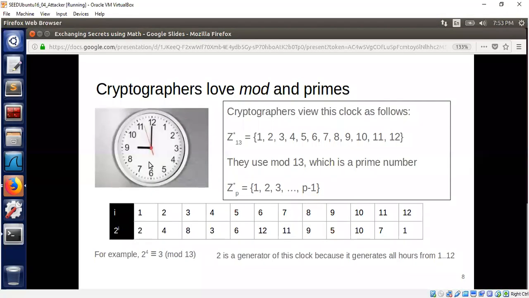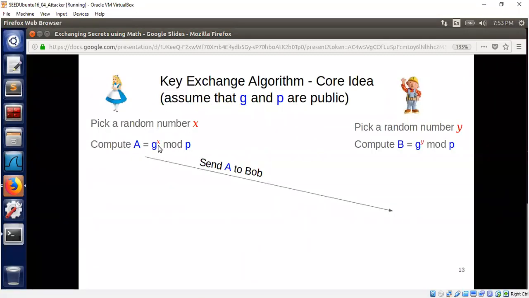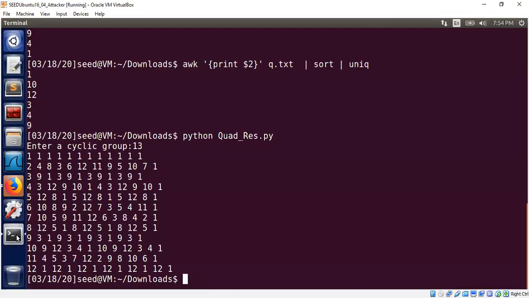So what I mean to say here is this one, the x, right? Of course, x itself is private, but g power x is public, right? G power x mod p is public. From capital A, Eve can figure out the least significant bit of x. I will show you how. Okay, so let's consider this example now.